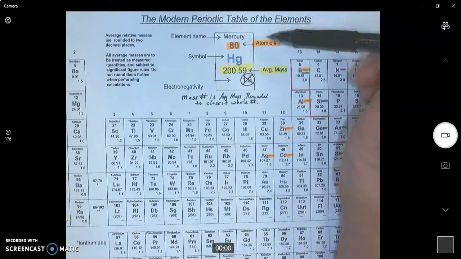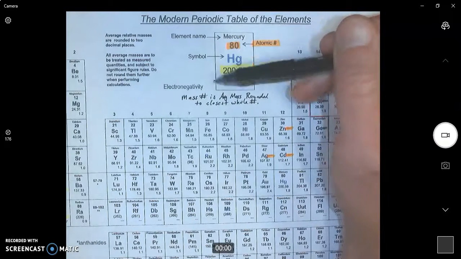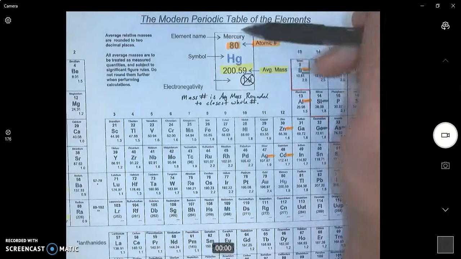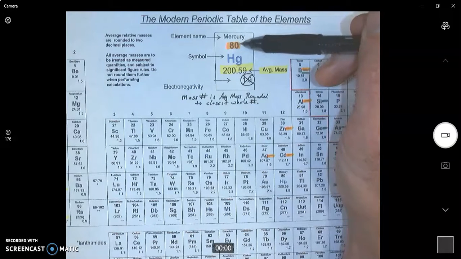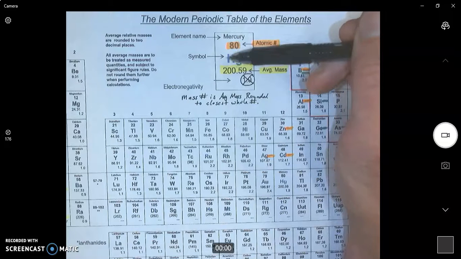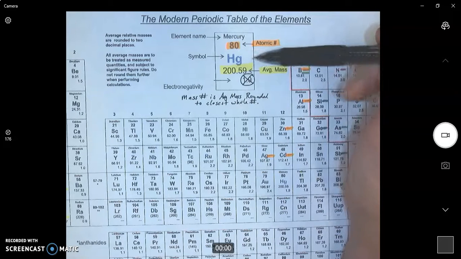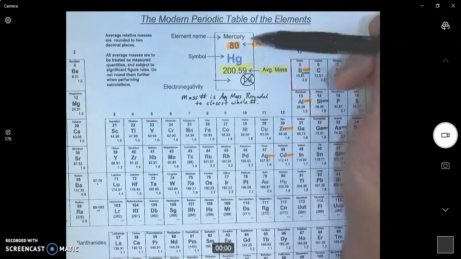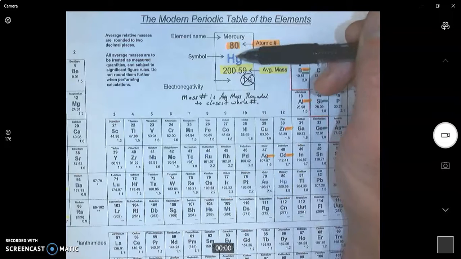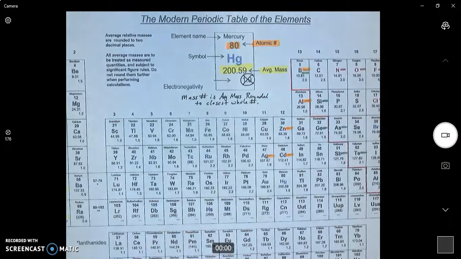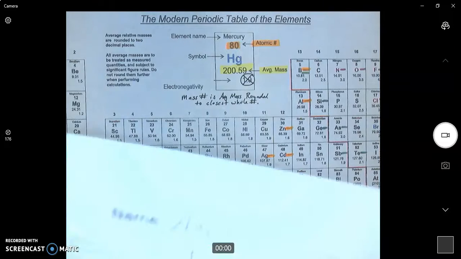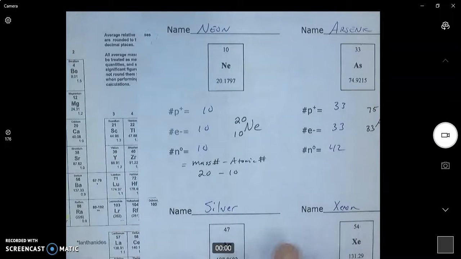We can also assume that elements are neutral for right now, that atoms are neutral, so the atomic number tells us the number of protons, and thus if it's neutral, the protons and the electrons are going to be the same. So the atomic number gives us protons, we can find electrons from protons, and then mass number minus atomic number gives us our neutrons. Let's take a look at a couple examples that we went over yesterday.